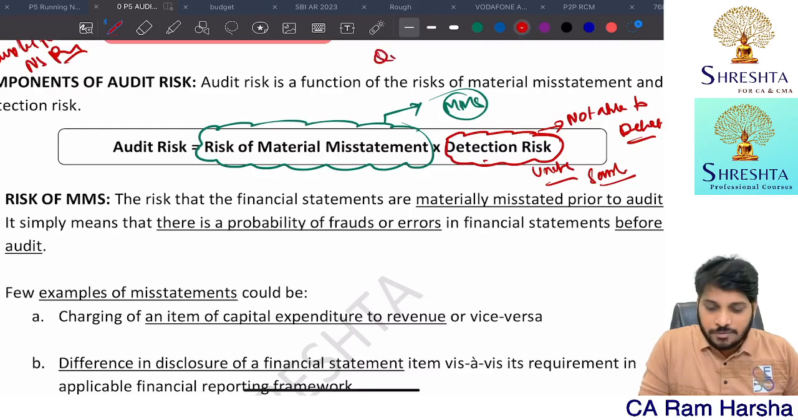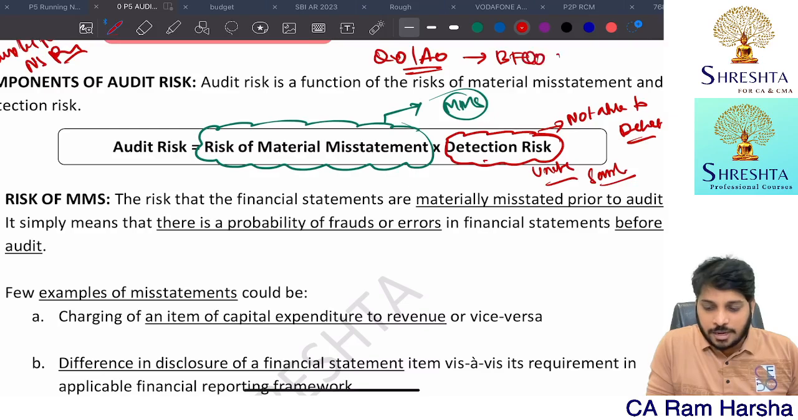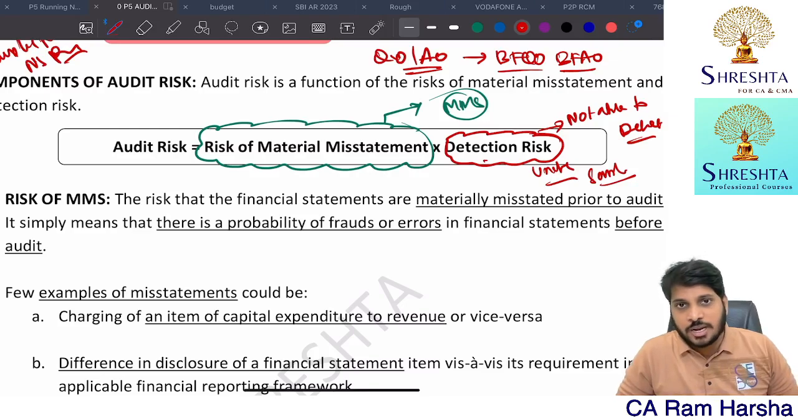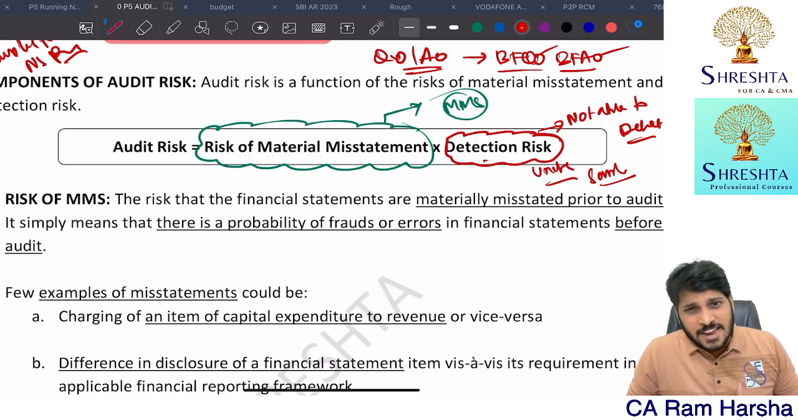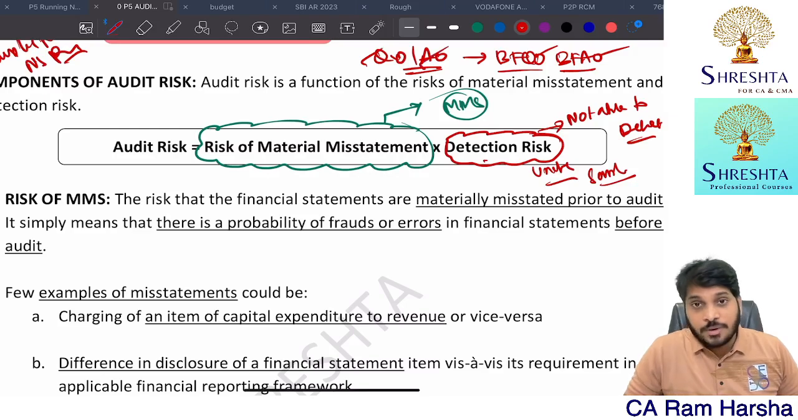Suppose you want to give a qualified opinion or an adverse opinion. In the basis for qualified opinion, basis for adverse opinion, you should clearly mention why you gave a qualified opinion. Adverse opinion means you should clearly tell what mistake you found. Suppose I did not find any mistake, then in the basis for qualified, basis for adverse, I cannot give any reason. If I cannot give any reason, I cannot give a qualified or adverse opinion.